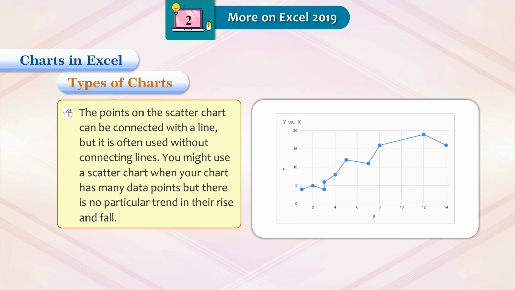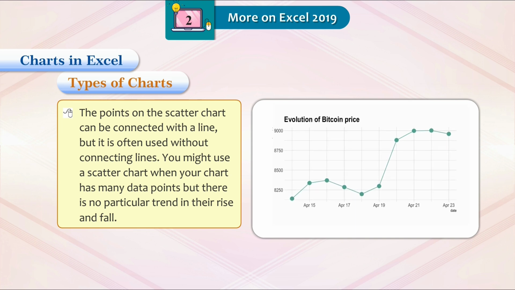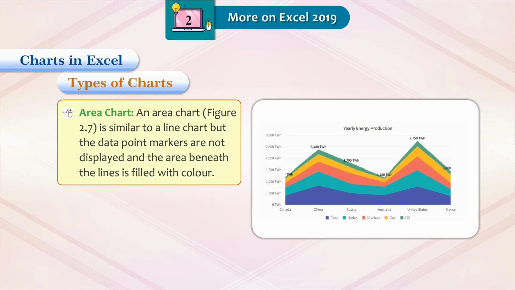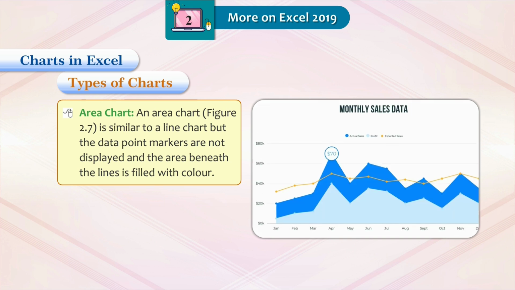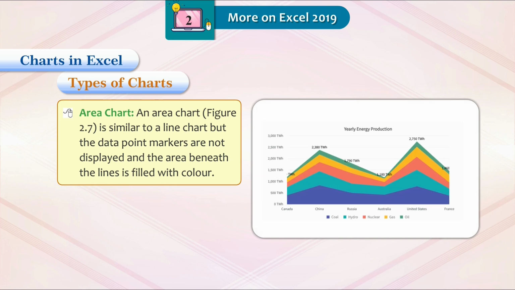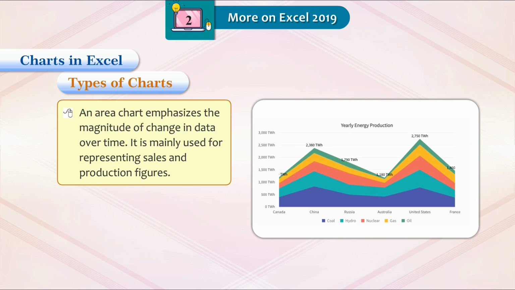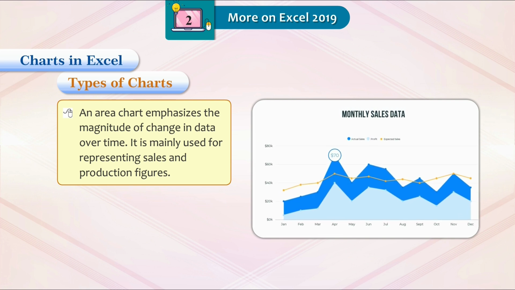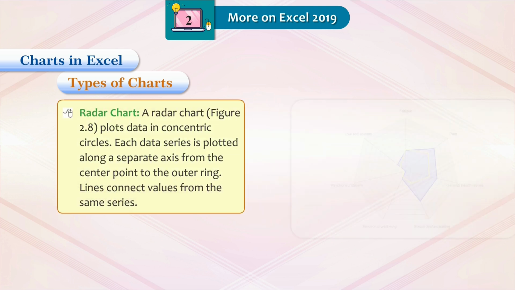You might use a scatter chart when your chart has many data points, but there is no particular trend in their rise and fall. Area chart. An area chart, Figure 2.7, is similar to a line chart, but the data point markers are not displayed and the area beneath the lines is filled with color. An area chart emphasizes the magnitude of change in data over time. It is mainly used for representing sales and production figures.